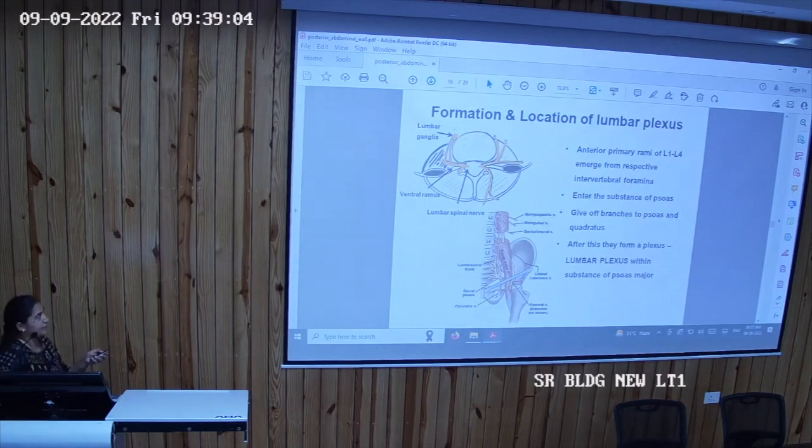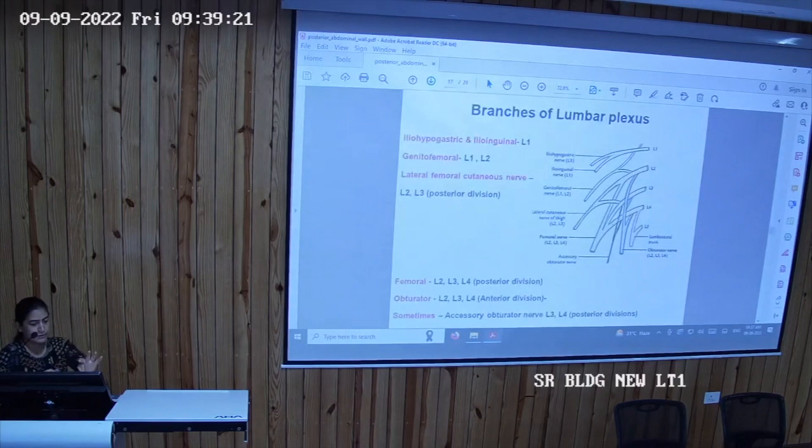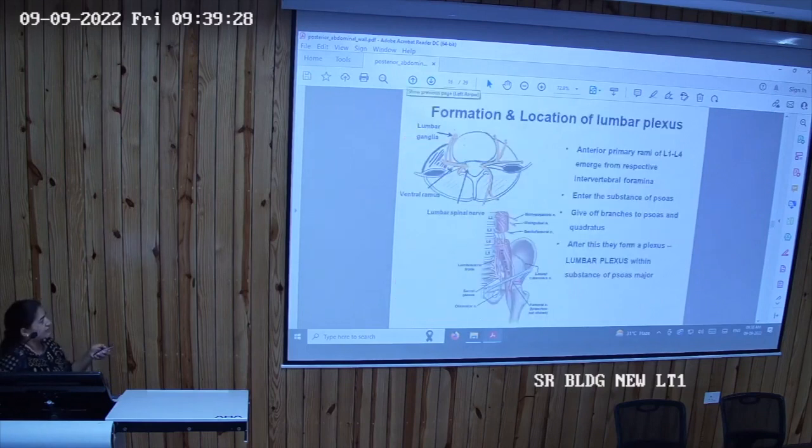Now this lumbar plexus, they are going downwards and they give off some branches from the anterior and the posterior divisions of L1, L2, L3 and L4. Then they descend downward through the psoas major muscle. Now what are the branches of the lumbar plexus? Here we can see the branches: iliohypogastric nerve, ilioinguinal nerve, genitofemoral nerve, lateral cutaneous nerve of thigh. These are coming out from the lumbar plexus.